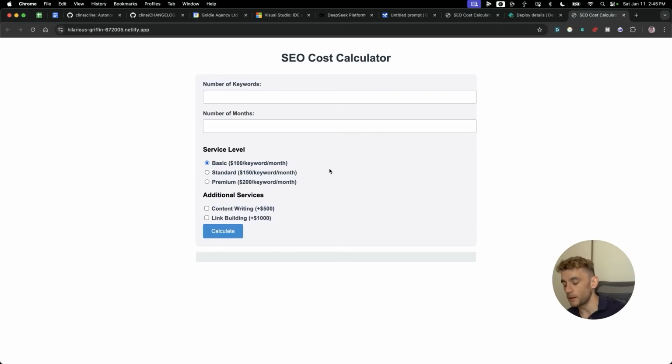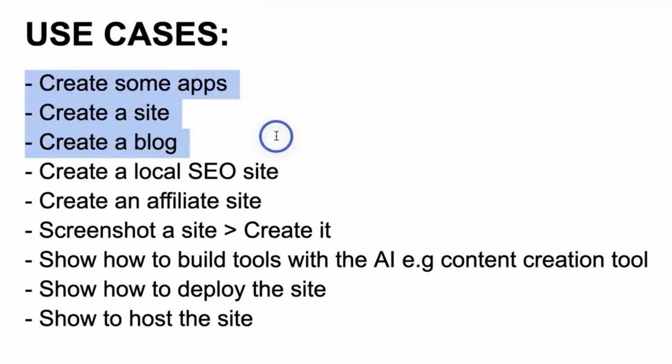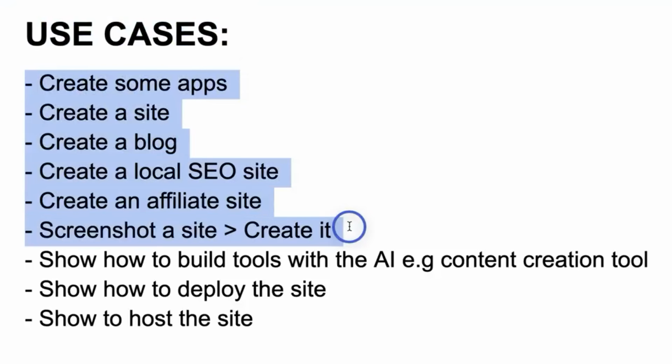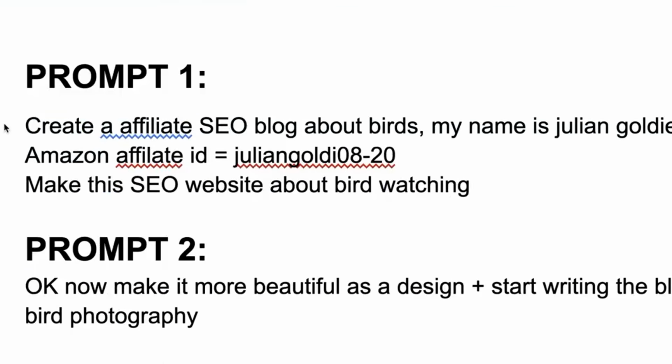Now I'm going to show you some mind-blowing prompts that you can use to take this up a notch, because this was a very basic website, but we can do far more than that. And let me show you exactly how you can do this, because there are so many use cases for this. You can create some apps, a website, a blog, a local SEO site, an affiliate site. You can screenshot a site and create it. You can build tools with it. You can deploy the site, and you can host the site pretty easily, as I've already shown you. So let's get straight into it.